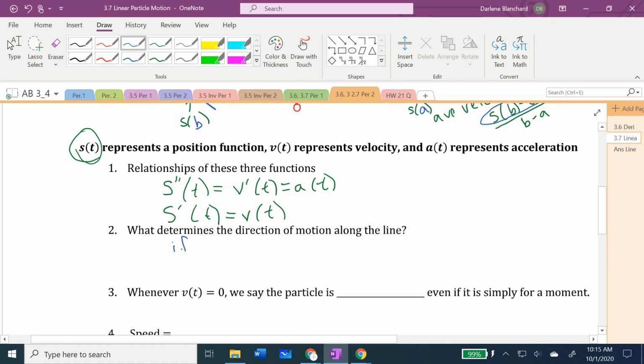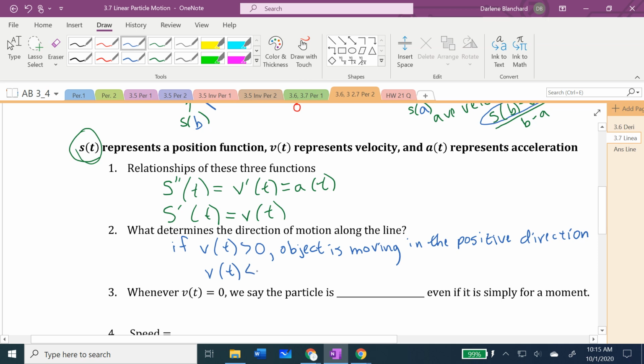So if velocity is positive, we say that the object is moving in the positive direction. The object or particle, whatever you want to call it. And then if velocity is less than 0, then that's when you are moving in whatever is considered the negative direction.